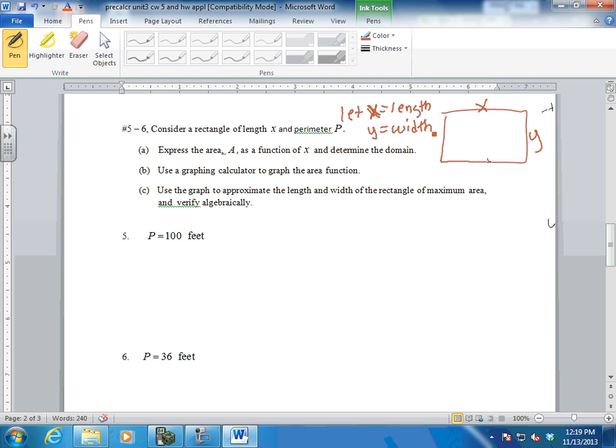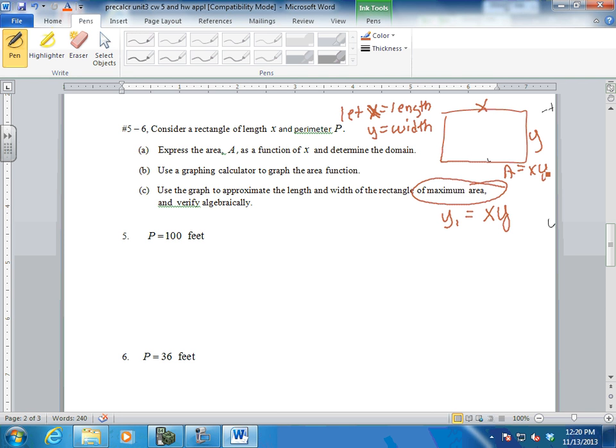Now, don't these also have to be positive integers? Yes. Can they be 0? No, can't be 0. I'll have no rectangle. So we want to graph to find the area. We want to maximize area. So what is it we're putting in our y1? X times y. Isn't that the area? X times y? Okay, this is what we want to maximize.